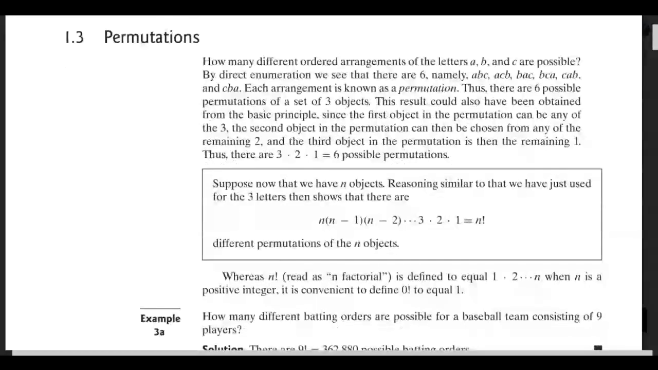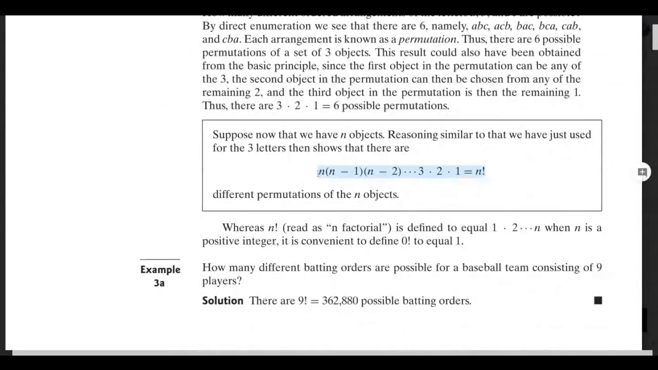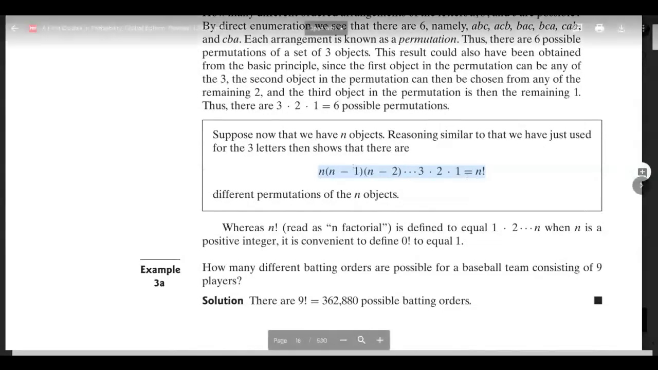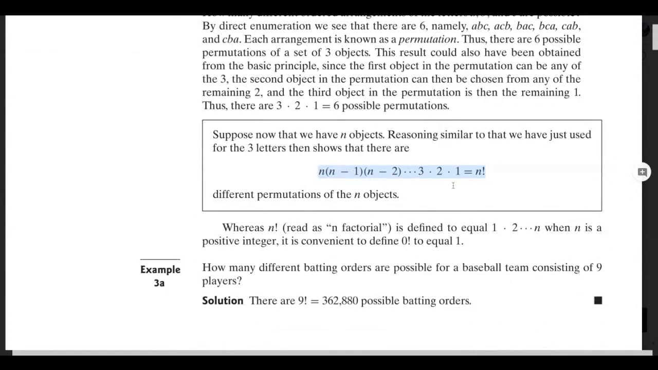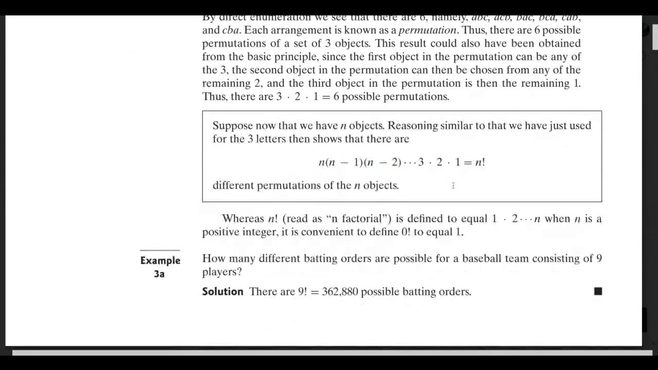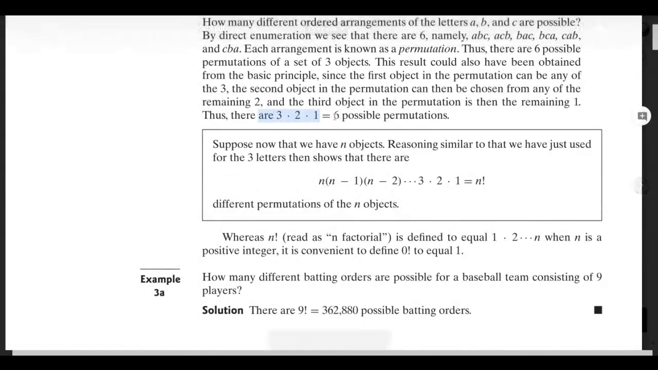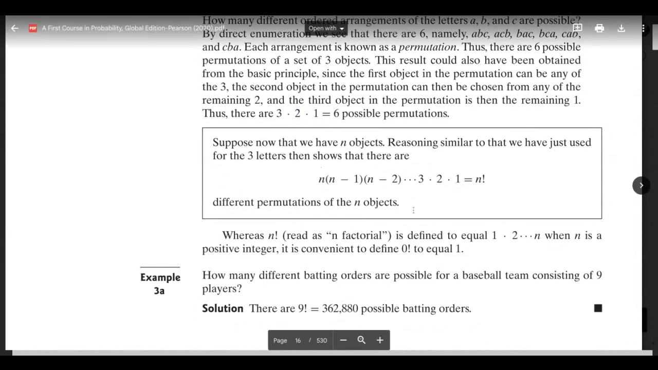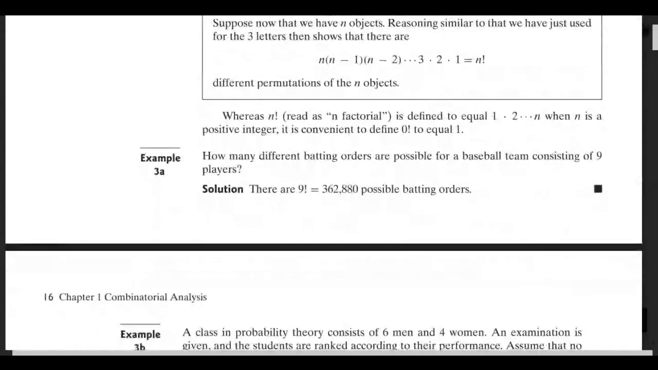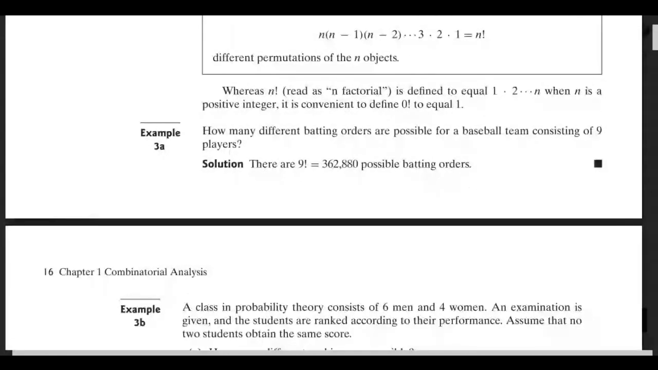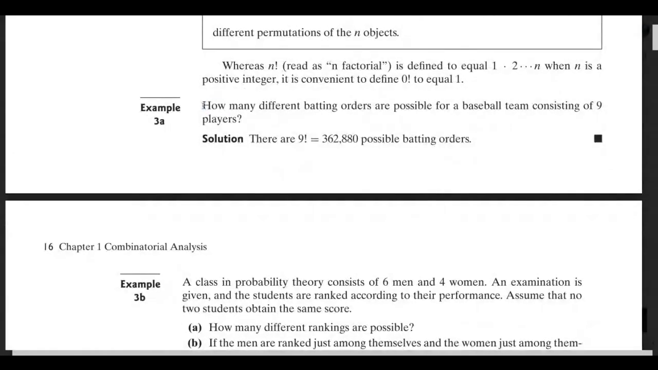Permutations. One thing is called factorial. n factorial means n times n minus 1 times n minus 2 up to 1. Think about 3 factorial: it is 3 times 2 times 1, which is 6. 1 factorial is 1, 0 factorial is 1, 2 factorial is 2.